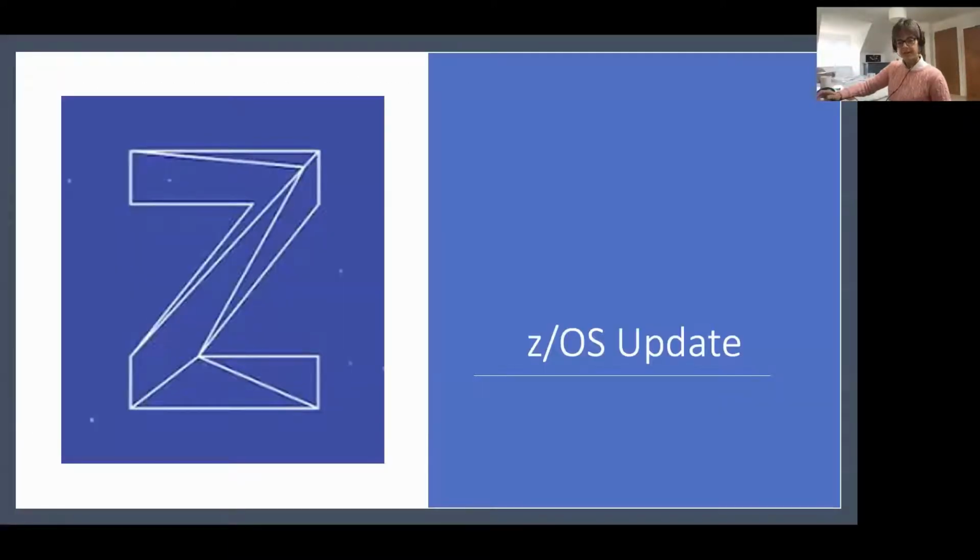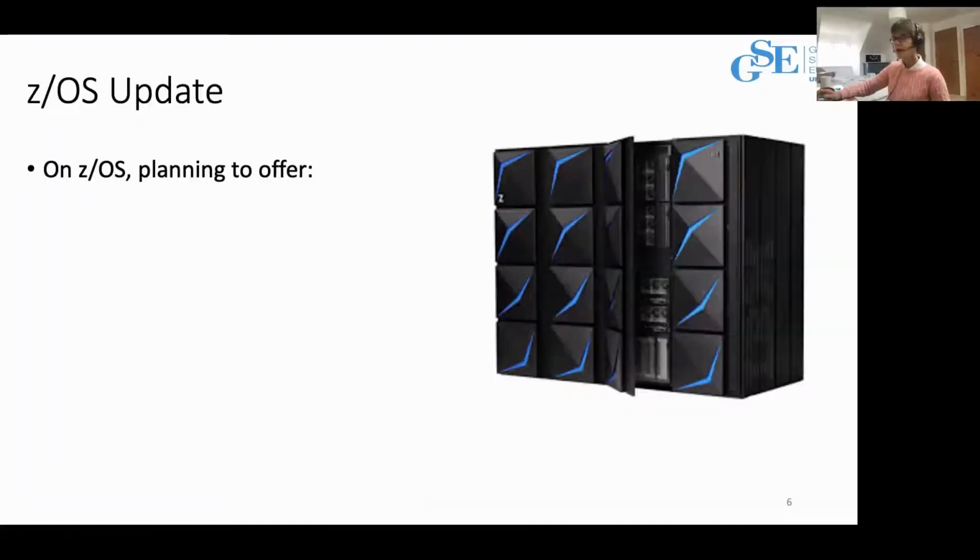So first of all, ZOS update. What's been going on with ZOS and Broker? We put out a statement of direction earlier this year to say that on ZOS we're planning to offer two ways to upgrade your Broker. We're going to put out a version 10.1 of IIB, but only on ZOS, not on any other platform.